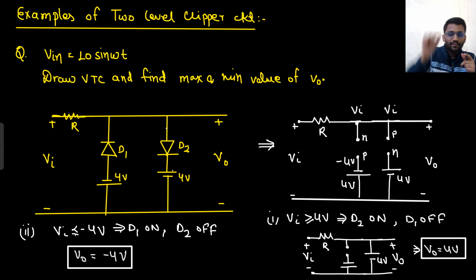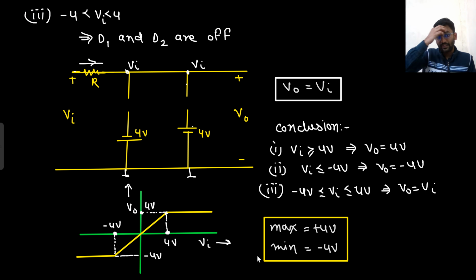Then I will check for diode D2 to turn on. For diode D2 to turn on, V in should be greater than 4 volt. So that means diode D2 will be on and D1 will be off. So output will be equal to 4 volt. And then in between, what will happen? Both diodes will be off. So output will simply be equal to V in. So that will be my transfer characteristics, and that will be the maximum and minimum voltage.